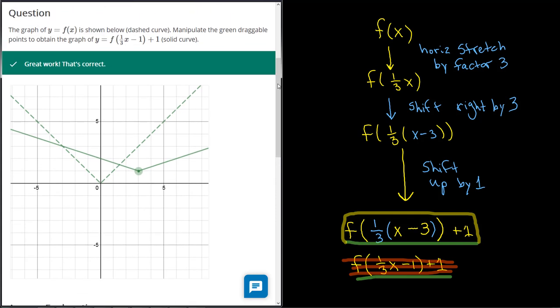So the moral of these problems, which are tricky, is that the way to avoid the common mistakes is to always factor. If you have a number in front of the x and another number inside of the function, then the best thing to do is always factor that number out of both pieces. That will allow you to much more easily see what the correct graph transformations are going to be.